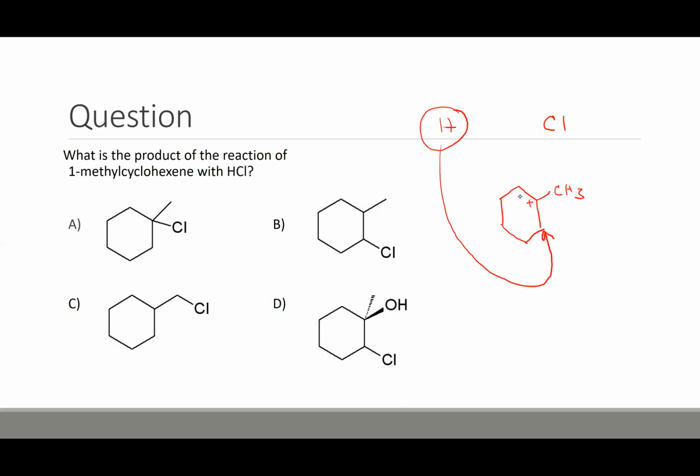That means after this carbocation is formed, our chlorine will add where the carbocation was, which is in the more substituted position. So ultimately, we should have a ring that looks like this, which would be A.